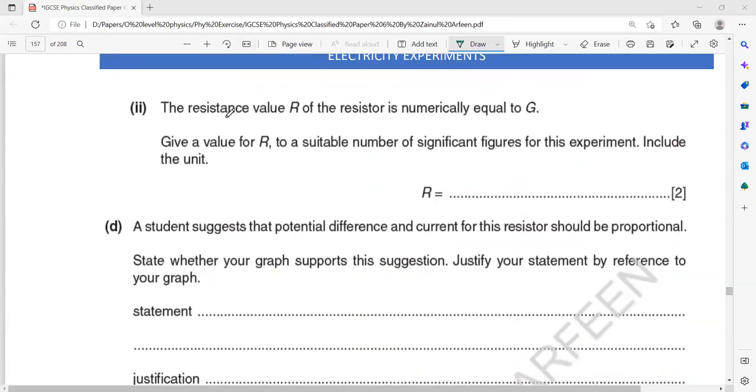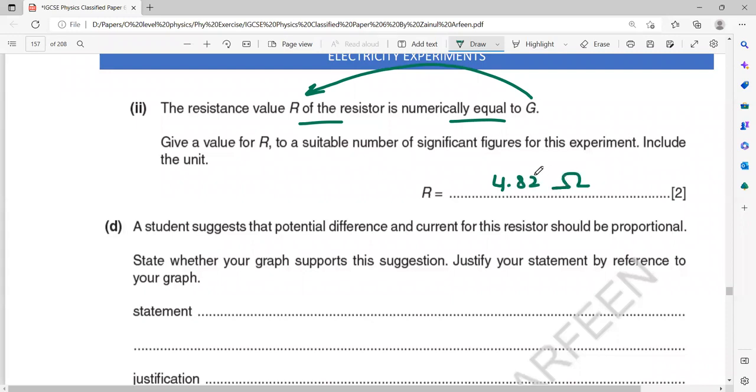Then they mention the resistance value is numerically equal to the gradient. Meaning the value of G is equal to the value of R. So what is the value of G? The value of G is 4.82. So what is the value of R? The value of R will be 4.82. But you have to write the unit, that is ohm.